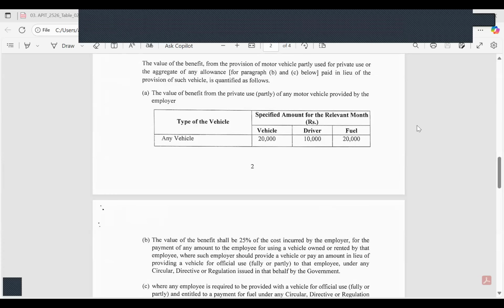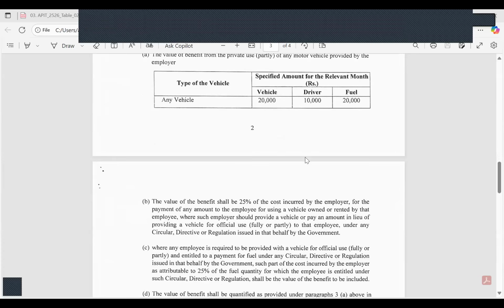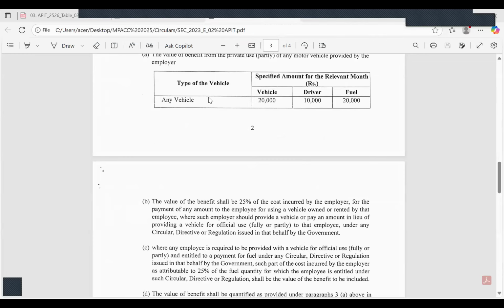Then we have to go to the type of the vehicle. So any vehicle. If only a vehicle is given, then 20,000. If with vehicle and driver, then we have to consider 30,000. If with vehicle, driver and fuel, 50,000 should be considered per month.